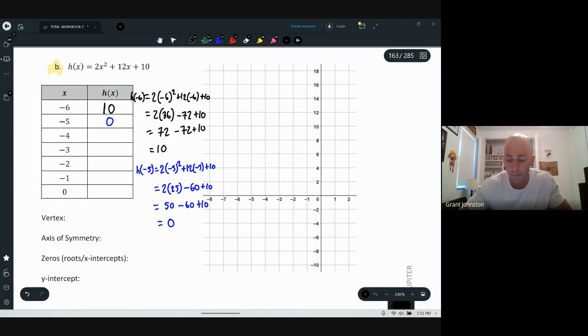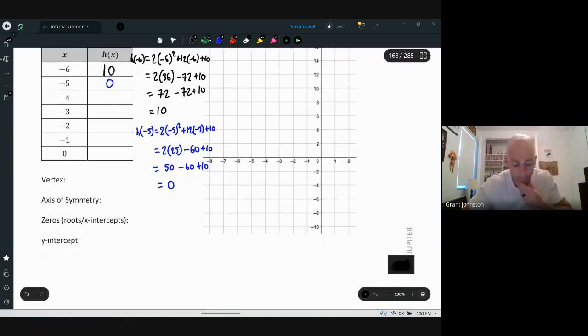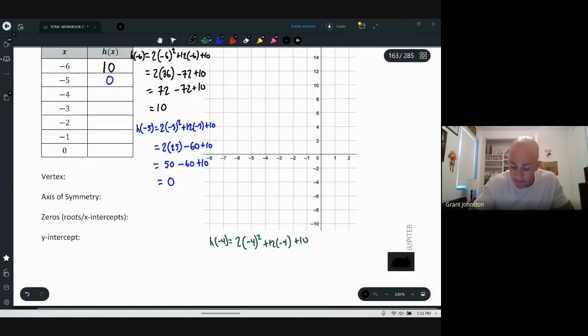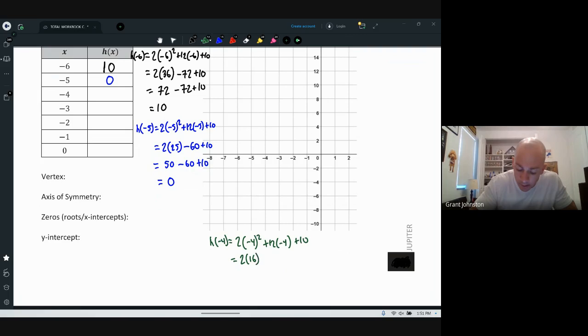Let me do -4 now. I'll do it down here. h of -4. So 2 times -4 squared plus 12 times -4 plus 10. That's the function. Okay. -4 squared is 16. 12 times -4 is -48. 2 times 16 is 32.